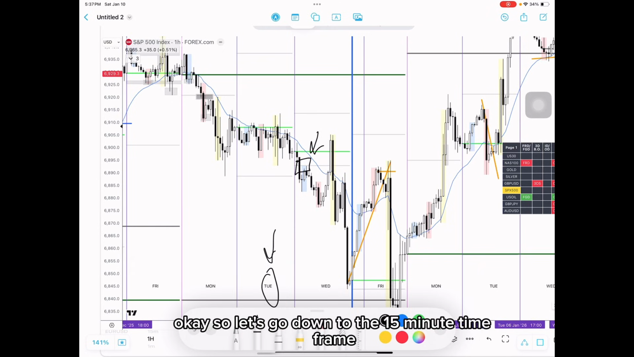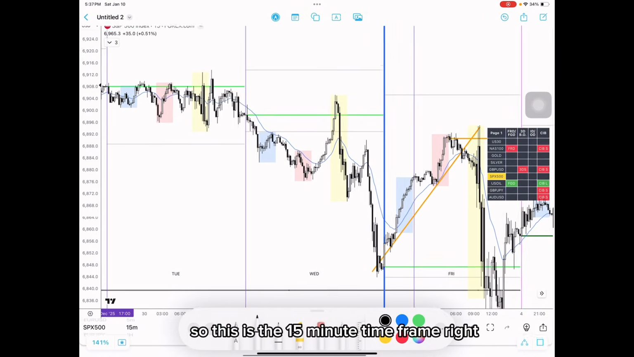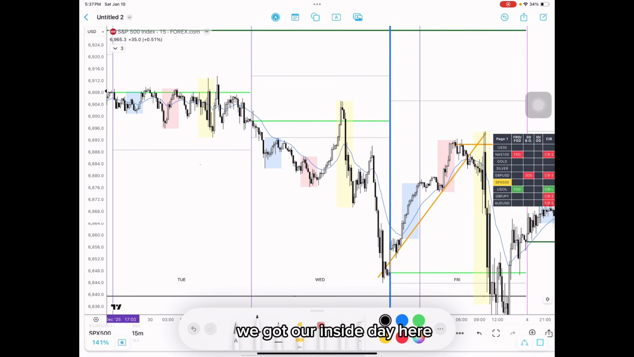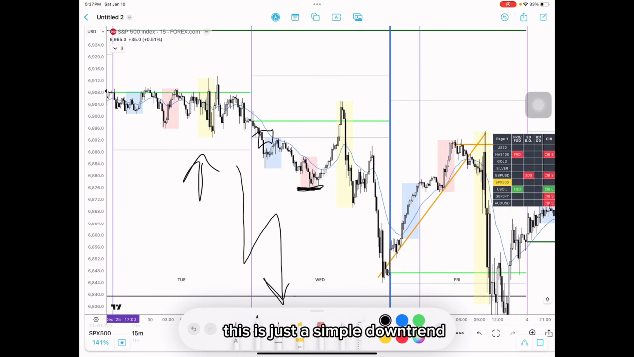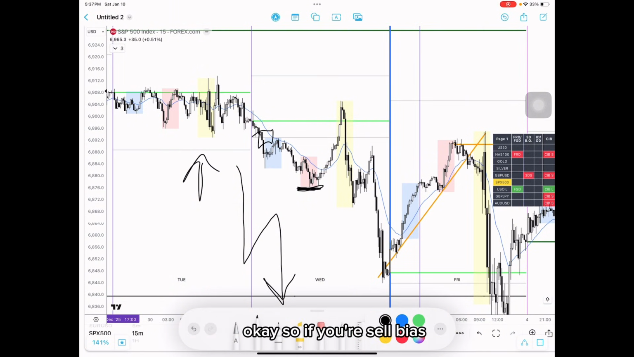Okay, so let's scroll down to the 15-minute time frame. So this is the 15-minute time frame, right? We got our inside day here. We got our breach here. Asia breached it, right? So what happens after Asia breaches it? We get a lower low in London, okay? This is just a simple downtrend. Remember, this is trend trades for inside days, okay? So if you're sell biased, this is your trade, because this is a pump and dump setup.